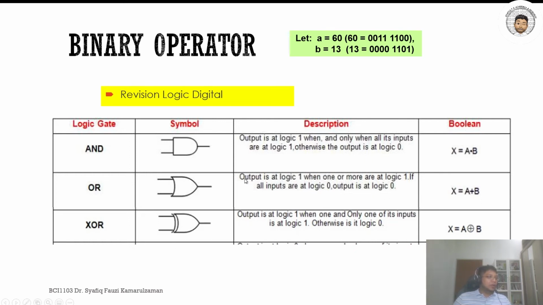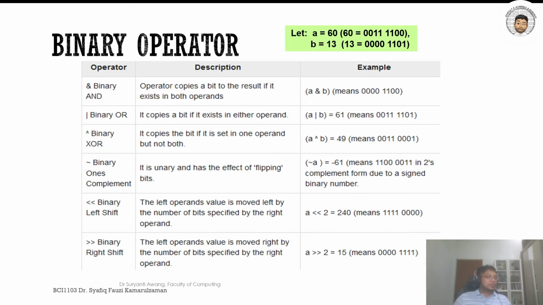So this is XOR. This one is for us to calculate binary. For example, A is equal to 60. In binary, A is 0 0 1 1 1 1 0 0. B, for example 13, is 0 0 0 0 1 1 0 1. This is our calculation. How do you get this? You need to convert them by yourself. That is how you get the binary.